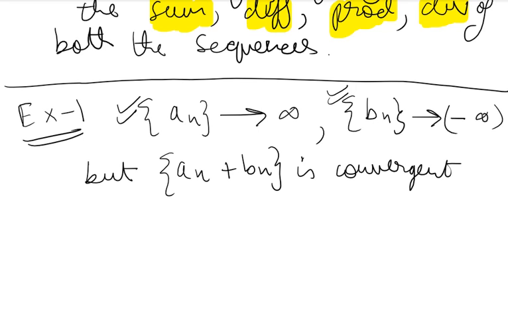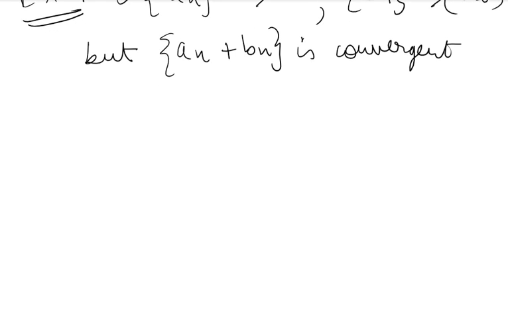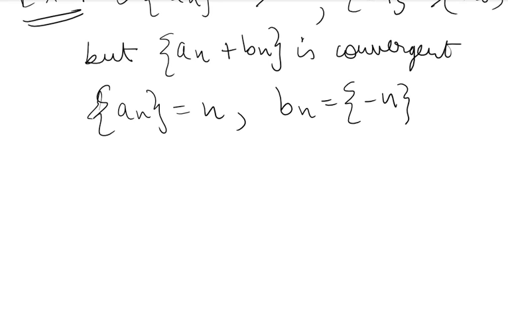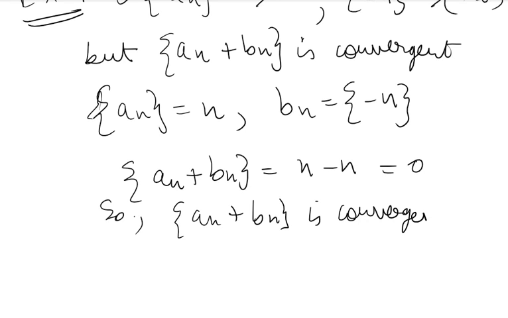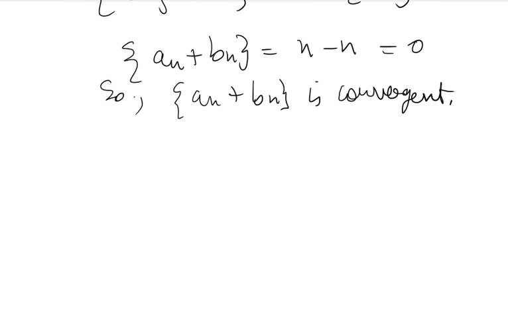So look very carefully. Let's say I take the sequence an as n and bn as minus n. Now when I do an plus bn, then I get n minus n, that is 0. So an plus bn is convergent. I hope you have understood this first example. Let's go on to the second one.